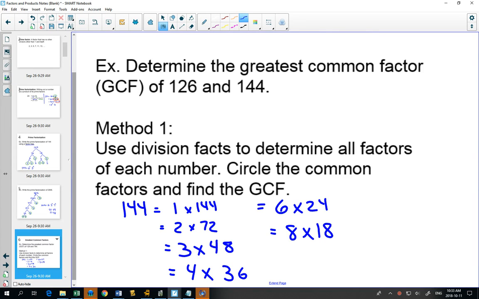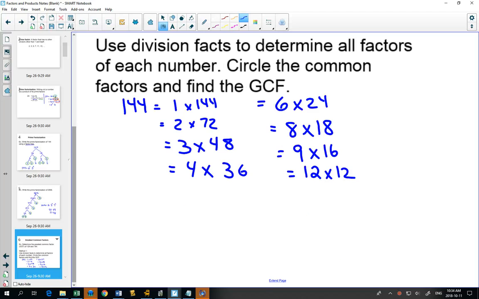8 times 18. Can you divide it by 9? Yes. 9 times 16. Can you divide it by 10? No. 11? No. 12? Yes. 12 times 12. And once the second number is the same or less, you're going to be done. Because if I tried 13, it would have to be 13 times something less, but I've already tried everything up to 12. So this would be done for 144.